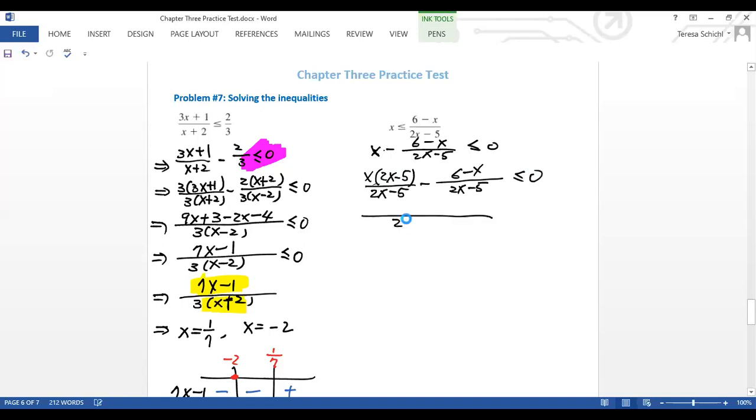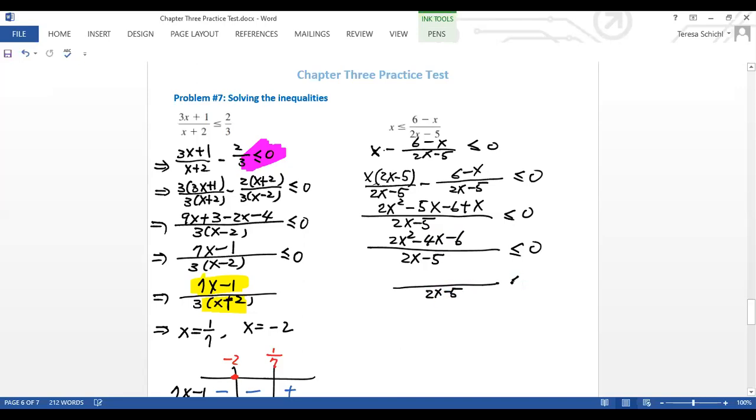Okay, so combine the common denominators here. So this will be 2x squared minus 5x minus 6. Minus is what? It's plus x here. All right, this is less than or equal to 0. Continue to simplify. So this is 2x squared minus 5x plus x, which is minus 4x, minus 6, less than or equal to 0. Oh, I can factor something out.